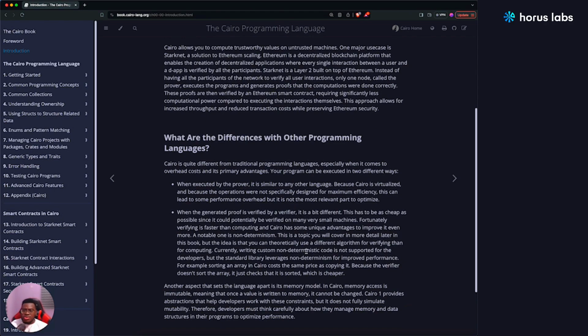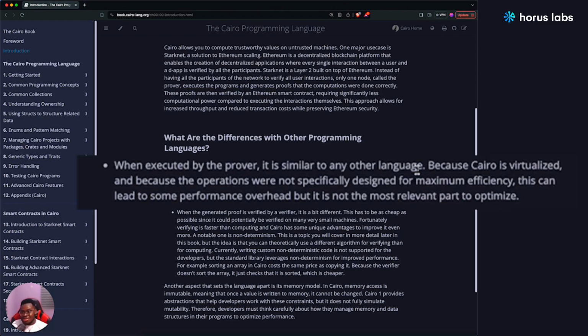So what are the differences between the Cairo programming language and other programming languages out there? Cairo is quite different in a lot of ways. When executed by the prover, Cairo is very much similar to any other language. Because Cairo is virtualized, the operations were not specifically designed for maximum efficiency. This can lead to some performance overhead, but it is not the most relevant part to optimize.